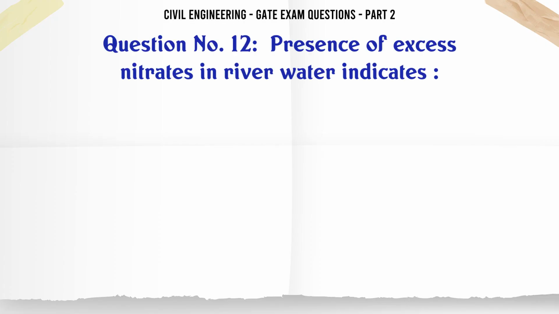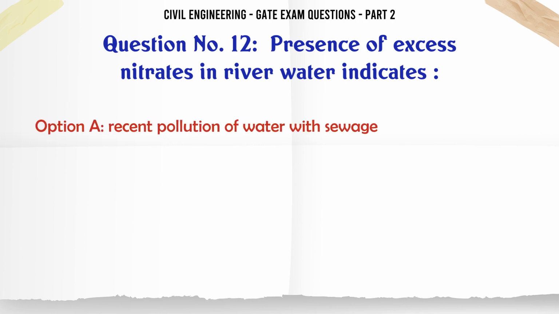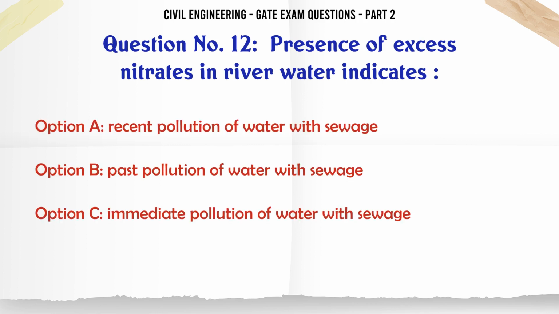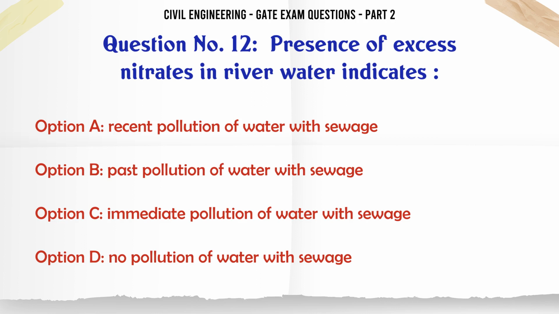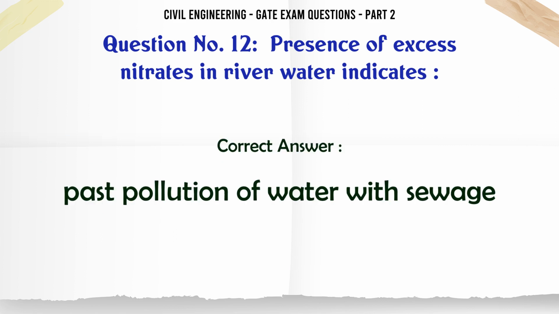Presence of excess nitrates in river water indicates A. Recent pollution of water with sewage, B. Past pollution of water with sewage, C. Immediate pollution of water with sewage, D. No pollution of water with sewage. The correct answer is past pollution of water with sewage.